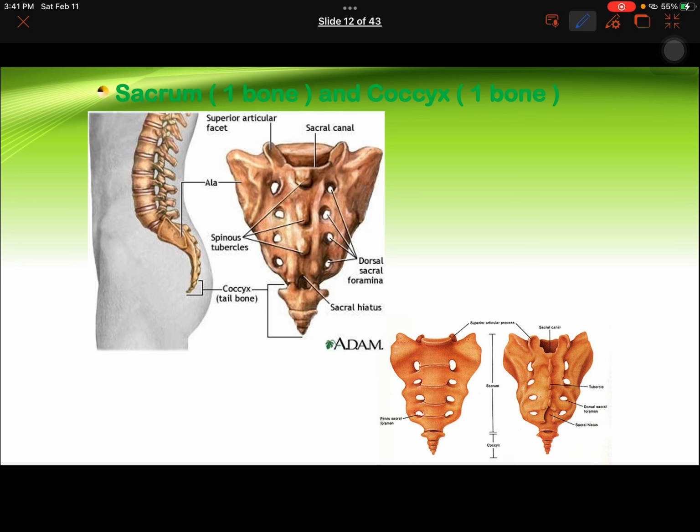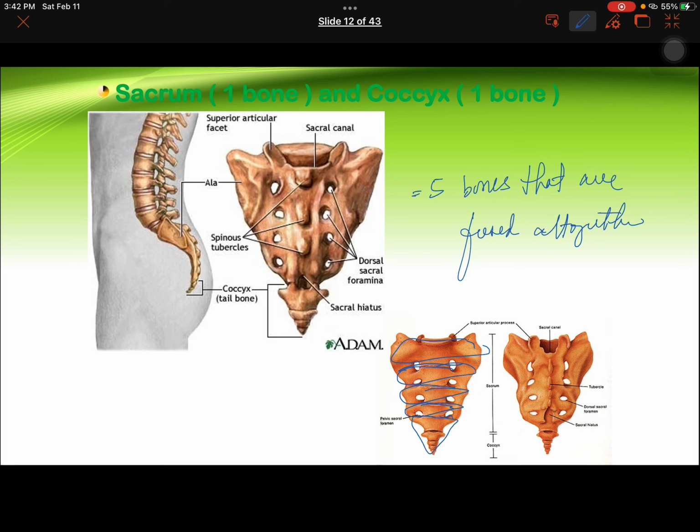Here we have the sacrum, which is actually 5 bones that are fused all together. So that's 1, 2, 3, 4, and 5. These are 5 bones that are fused all together.